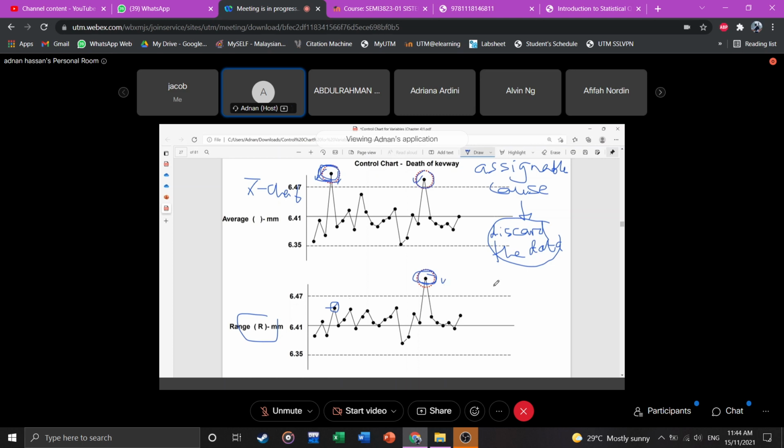So if initially we have n equal to 20, in the revised one we are going to have n only equal to 18. So our x double bar also will be revised.